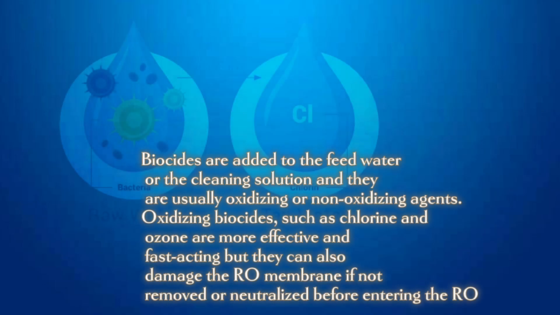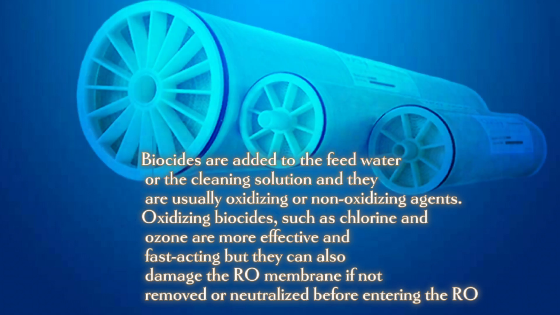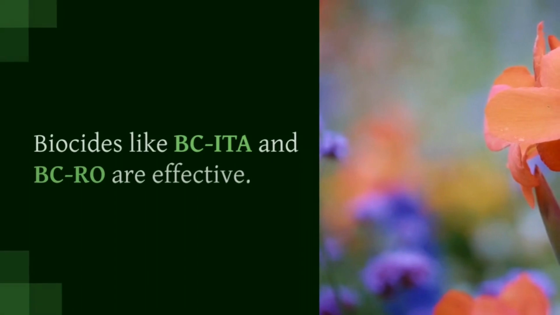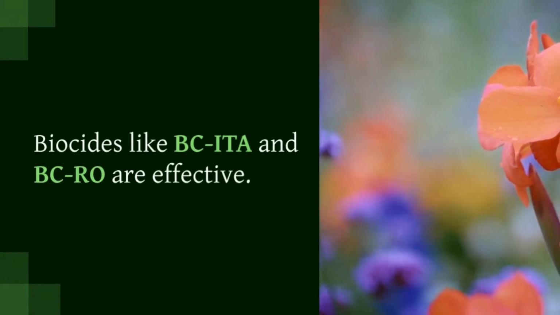Oxidizing biocides, such as chlorine and ozone, are more effective and fast-acting, but they can also damage the RO membrane if not removed or neutralized before entering the RO system. Non-oxidizing biocides, such as glutaraldehyde and quaternary ammonium compounds, are less effective and slow-acting, but they are more compatible and stable with the RO membrane. Some examples of biocides are BCITA, BCRO, and CB25.